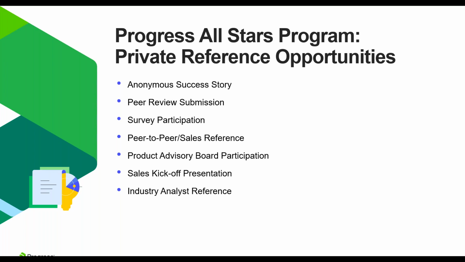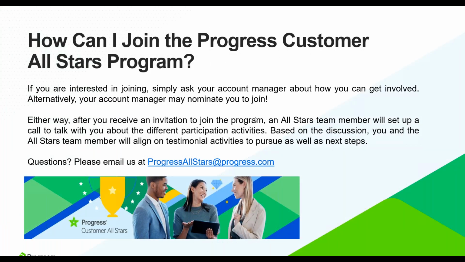So if we go into the next slide, we can give a little bit more details of how this process exactly works. If you're interested in joining, simply reach out to your account manager and let them know that you want to be a Progress All-Star. Alternatively, your account manager may nominate you directly to us. In both cases, we would set up a call with you to provide a more in-depth overview, where we'd go into these one by one and figure out what really makes sense for you, and discover where your interest lies and the capacity with which you'd want to work with us. And then we'd go from there and formally welcome you to the program.